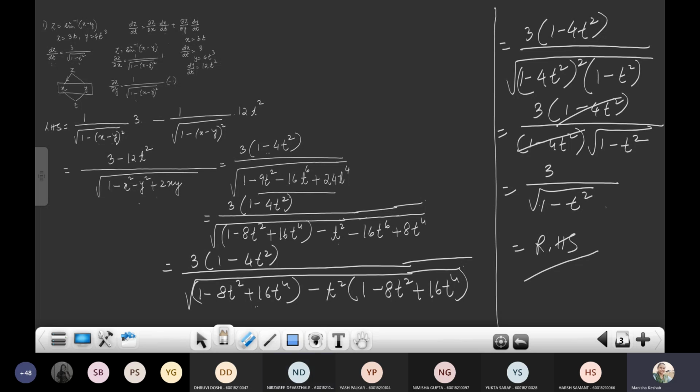Otherwise, what you would have had to do is replace x and y by 3t and 4t cube, and then differentiate. So instead of that, we are not doing it. We are simply finding the value. Let's try another one. I hope this is clear.